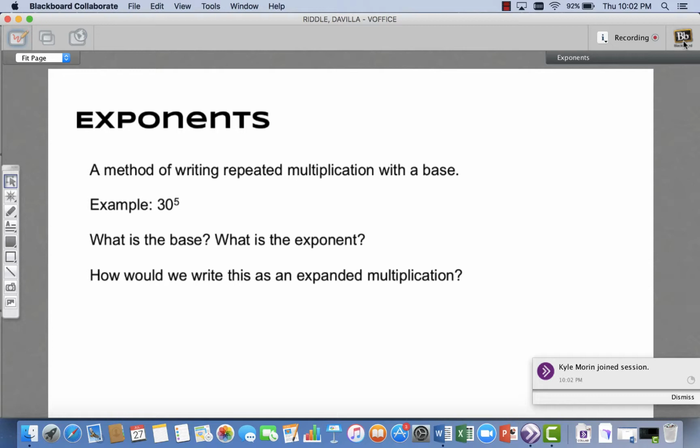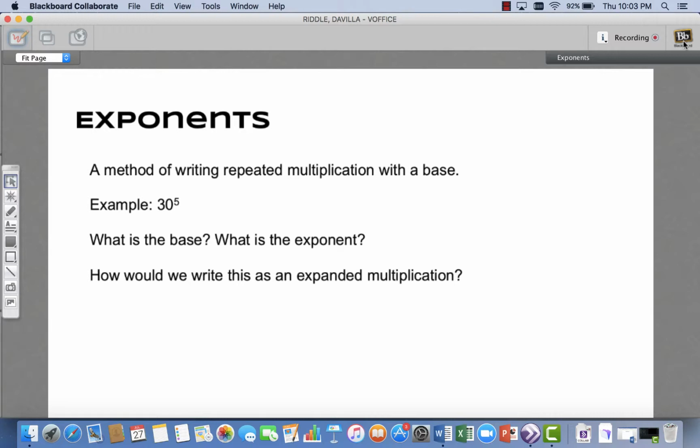So first let's go over what exponents are. Exponents are a method of writing repeated multiplication with a base. For example, here we have 30 to the 5th power. This is the same as writing 30 times 30 times 30 times 30 times 30. You multiply 30 by itself 5 times. But instead of writing it out the long way, you can simply write it with the base, which is 30, and the exponent, which is the 5. So how will we write this as an expanded multiplication?